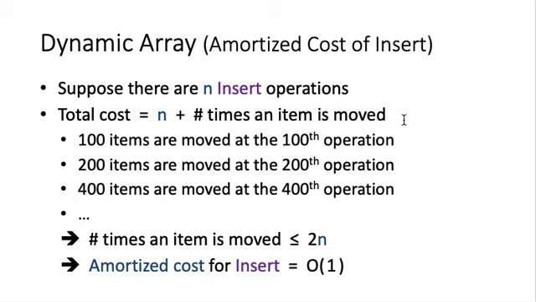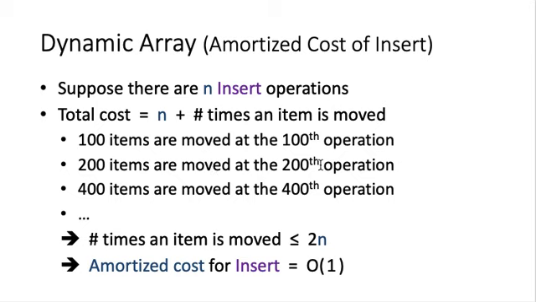Now, using the previous scheme, we will see that when we have 100 items, so after 100 insertions, the initial array will become full. And in that case, we will move the items, reallocating to a larger array of size 200. So there will be 100 items moved at the 100th operation. But after that, we will need to wait until the 200th operation for the next relocation event. And when that happens, 200 items will be moved.